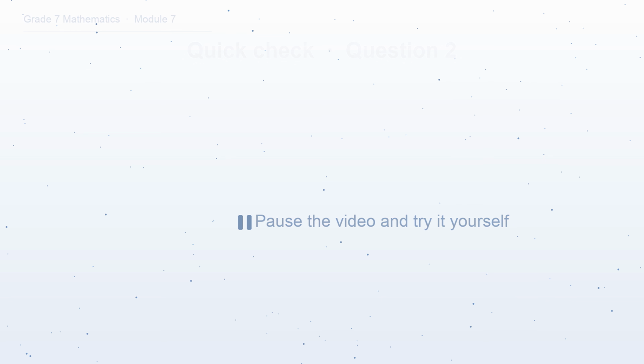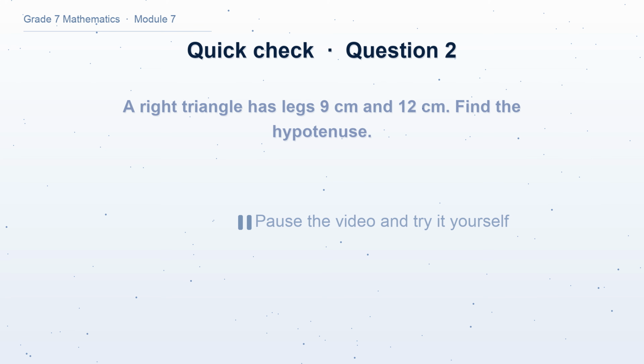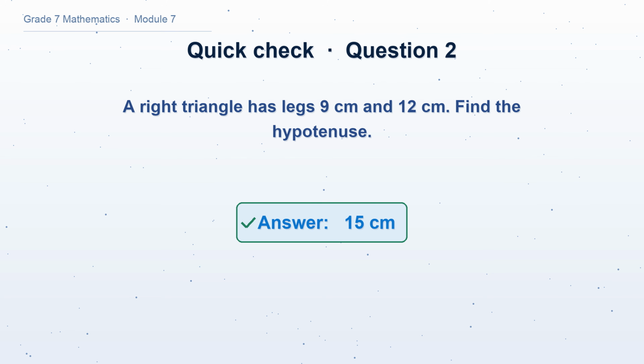Question 2. A right-angled triangle has legs of 9 centimeters and 12 centimeters. Find the hypotenuse. By Pythagoras, we square the legs and add. 9 squared is 81, and 12 squared is 144. Together that is 225. The square root of 225 is 15, so the hypotenuse is 15 centimeters.